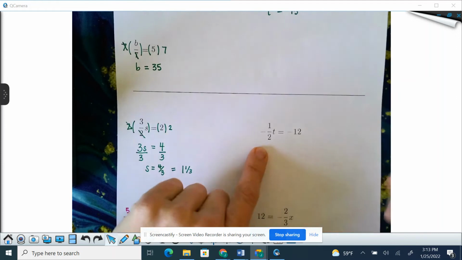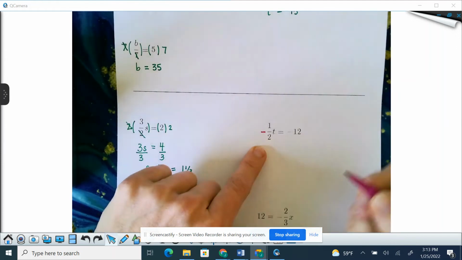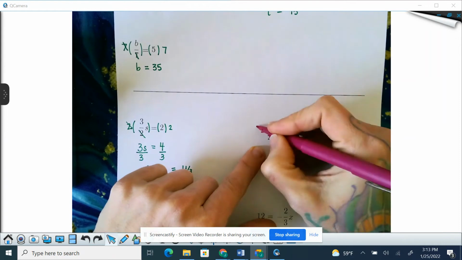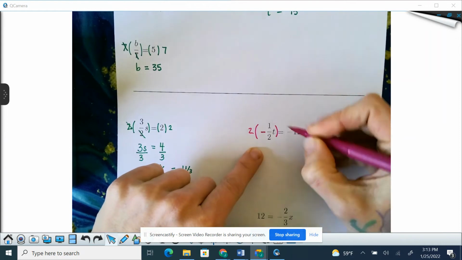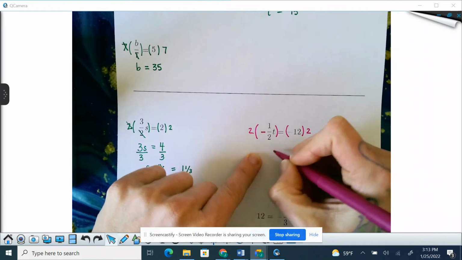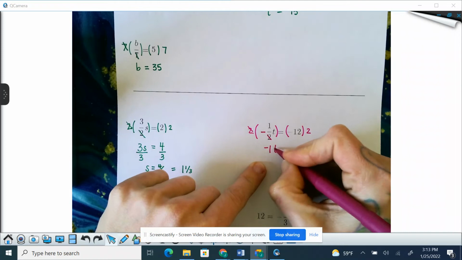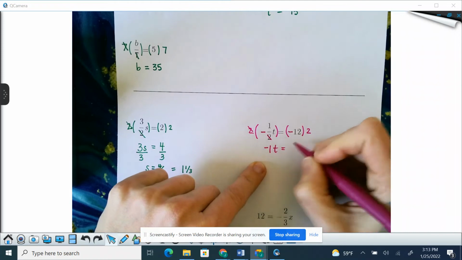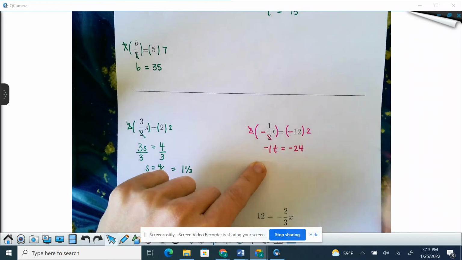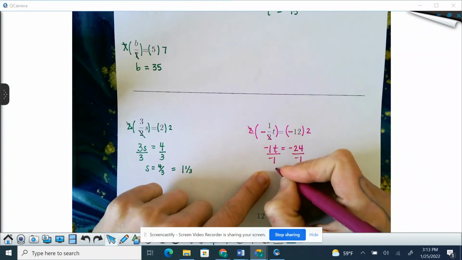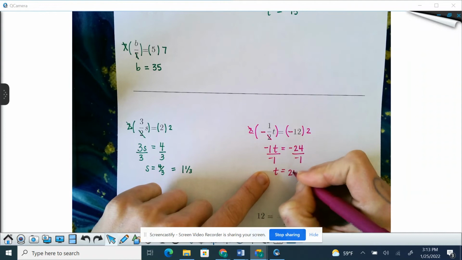So to this guy, we have a negative here, so we want to make sure that we don't forget that negative there. So I'm going to multiply by the guy on the bottom. These guys are going to go away. So that means I'm going to have a negative 1t equals, and that's a negative 12, so negative 24. Divide by negative 1, and t equals 24.